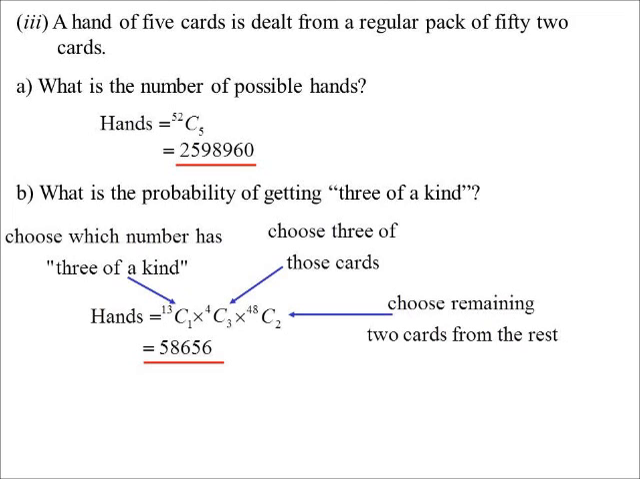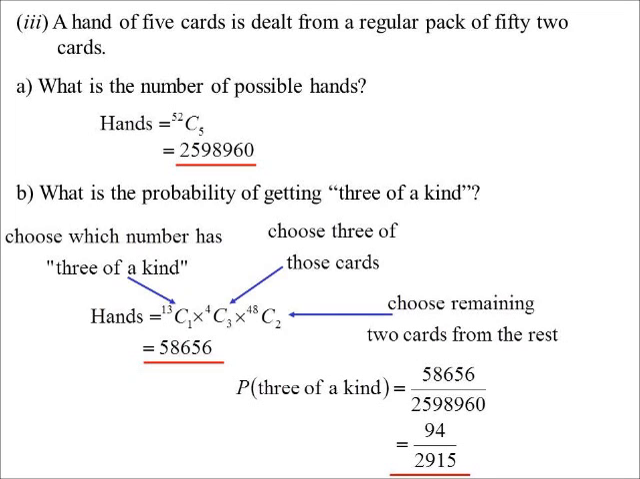So 58,656. So the probability when we break it down is 94 over 2,915. Sometimes, in order to compare probabilities, we think of them as percentages. It's around about 3%, 3.2% chance.